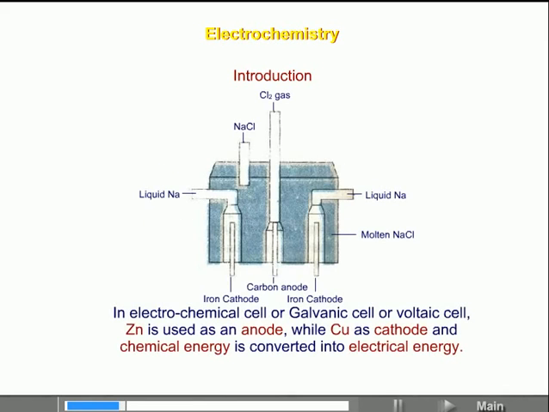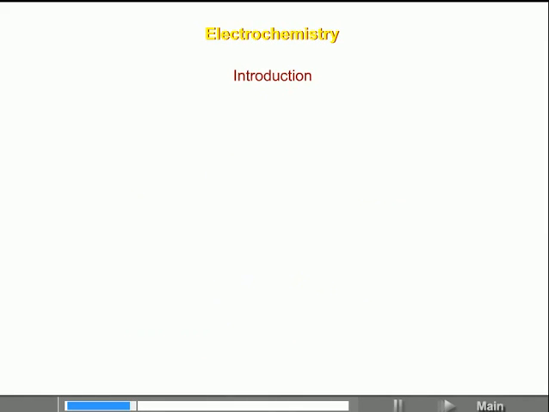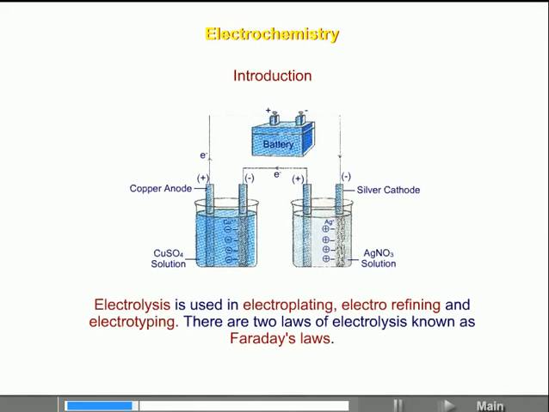In electrochemical cell or galvanic cell or voltaic cell, Zn is used as an anode while Cu as cathode, and chemical energy is converted into electrical energy. Electrolysis is used in electroplating, electrorefining and electrotyping. There are two laws of electrolysis known as Faraday's laws.